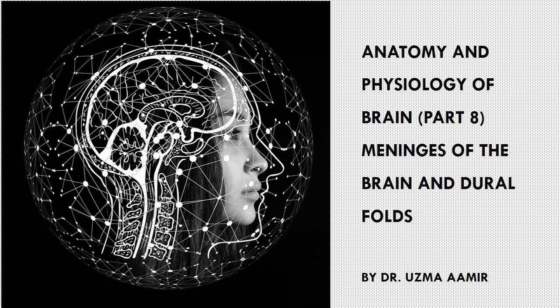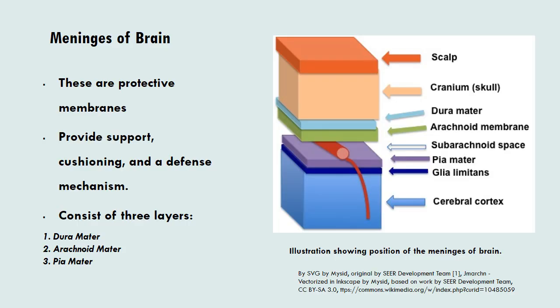In today's video, we will learn about the meninges of the brain and major dural folds. The meninges of the brain. The meninges are protective membranes that enclose the brain and spinal cord, providing support, cushioning, and a barrier against infection. They consist of three layers, each with distinct characteristics and functions. These are dura mater, arachnoid mater, and pia mater. The meningeal layers are shown in the illustration on the right side of the slide.